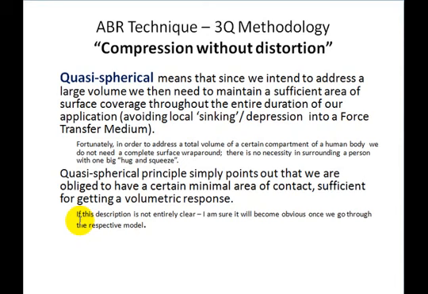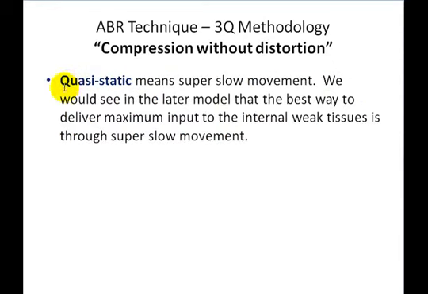And if this description is not entirely clear, I'm sure it will become obvious once we go further to the next set of pictures. But meanwhile, the next word here: the first Q was quasi-static, right? Again, very simple. It's super slow, which is understandable. If you want to produce the uniform compressional load, you can't be quick. You can't be delivering excessive acceleration. You have to be uniform in your movement as well. So that's what is achieved via quasi-static.